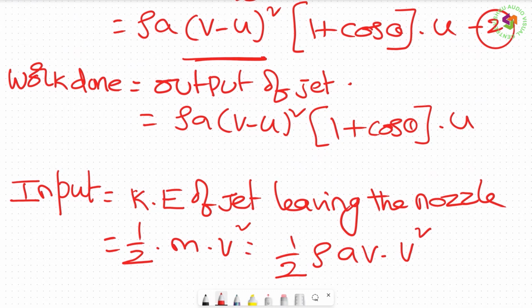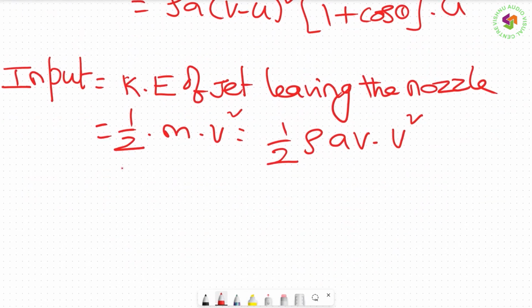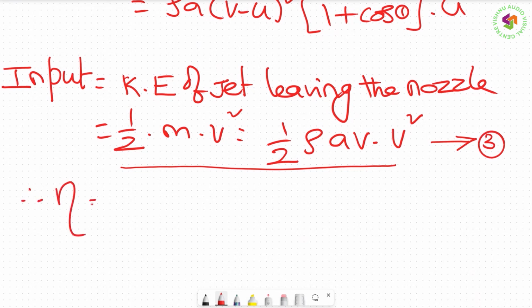This is all before striking. So there is no connection between the velocity with which the jet is leaving and the plate is moving. So what is the input? It means how much energy is leaving from the nozzle. That energy is nothing but the kinetic energy. So note it as 3. Therefore, efficiency is equal to output by input.